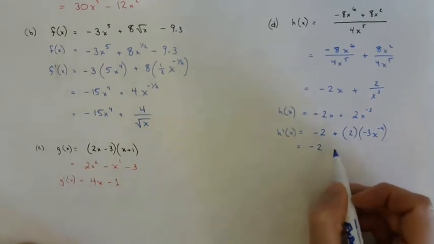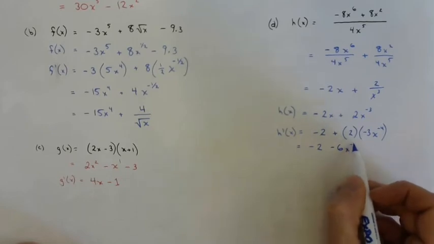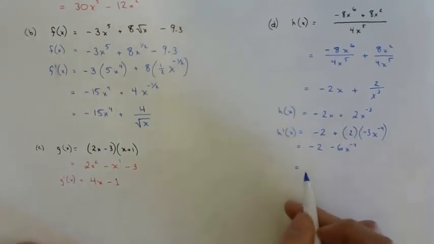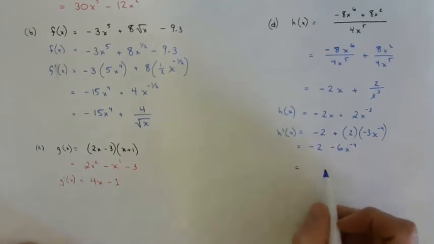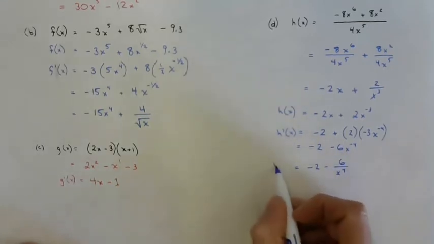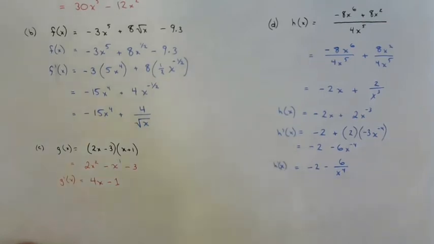Simplify that. We get 2 times negative 3, which is negative 6 x to the power of negative 4, and expressing it as a positive exponent, we're going to have negative 2 minus, in the numerator, 6 over x to the power of 4, h prime of x.